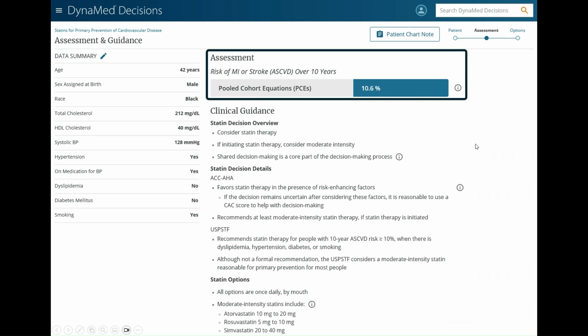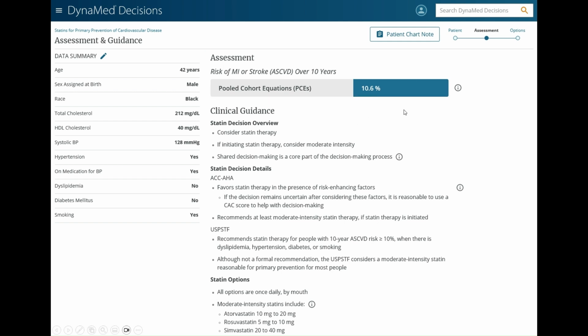In addition, we also have the assessment section of the tool, and we can see in this assessment section, this person's risk of a heart attack or stroke, or in clinical jargon, an atherosclerotic cardiovascular disease event over the next 10 years is about 10.6% per the pooled cohort equations.